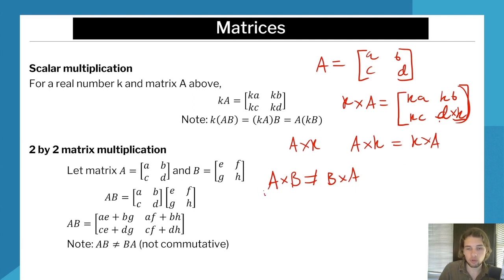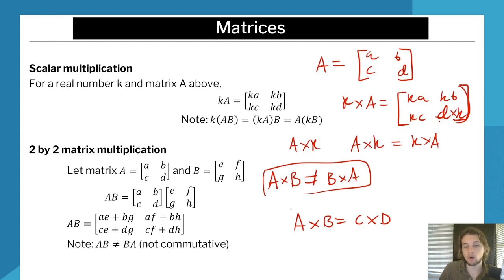And this is used in algebra as well, because we might have A times B equals C times D. If we want to divide both sides by A, what we do instead, if we're thinking in terms of normal maths, is multiply both sides by the inverse of A, and we have to think about the order we do things.